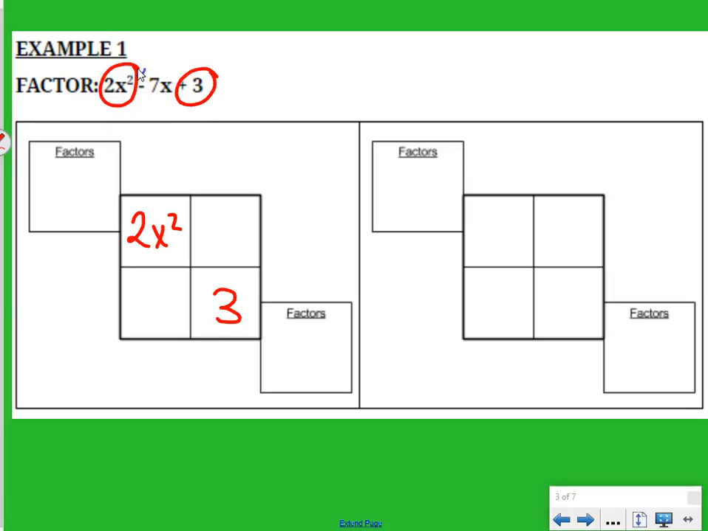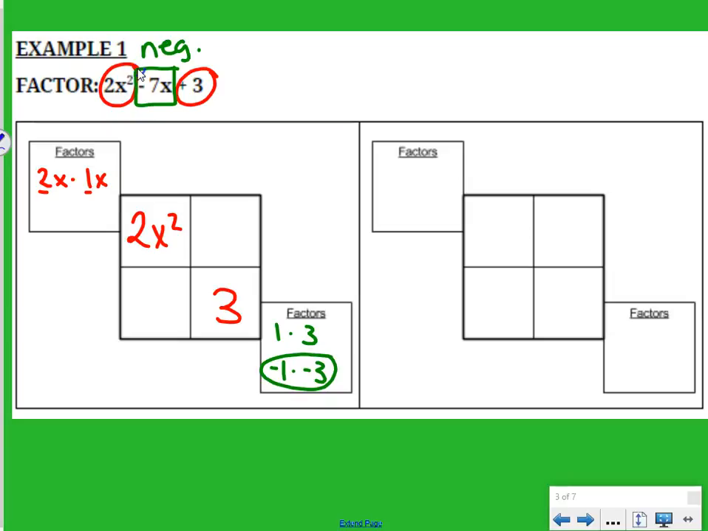What are our factors of 2x squared? Well, we have 2x times 1x. 1 times 2 is 2, x times x is x squared. So now we're going to be working with numbers in front of the x's. Factors of 3 would be 1 times 3 or negative 1 times negative 3. Now if we look, our middle term is negative, so we do want to use the negative numbers.